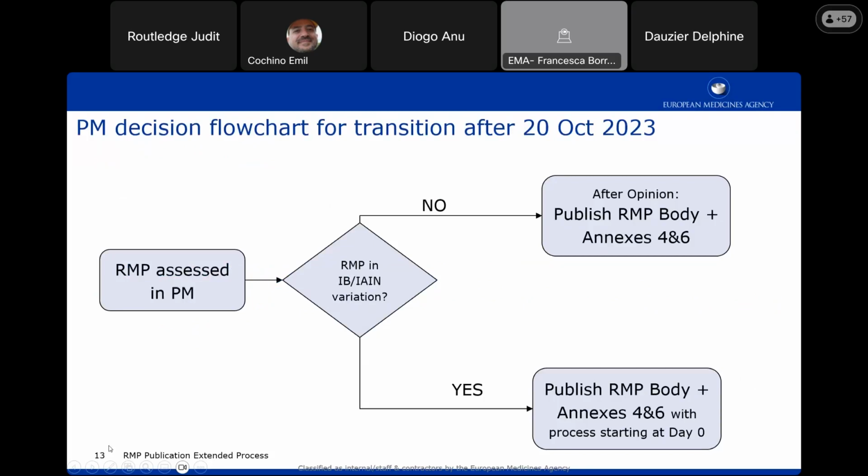Again, the flow chart remains, which is if it's a 1B variation, then we are going to have the RMP submitted at initial submission. So therefore, the pro-office colleagues will be able to put aside the redacted RMP for publication straight at the start of the procedure. For all the other types of procedures, that means initial variations and so on, we will publish after the opinion. Next slide.